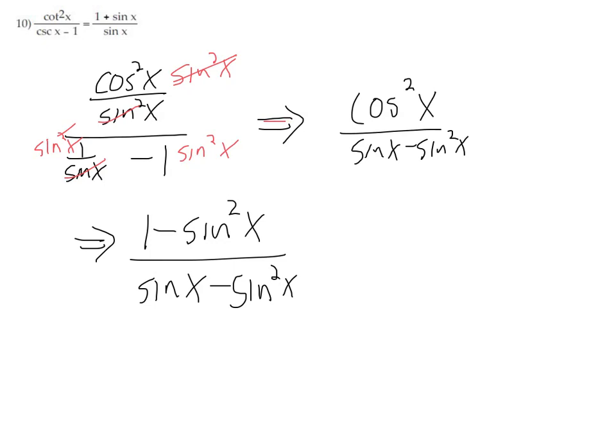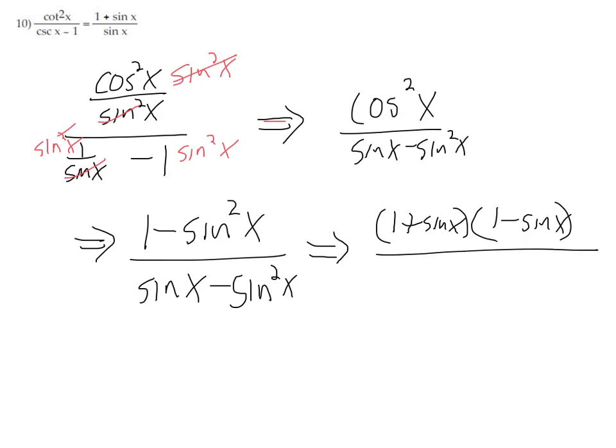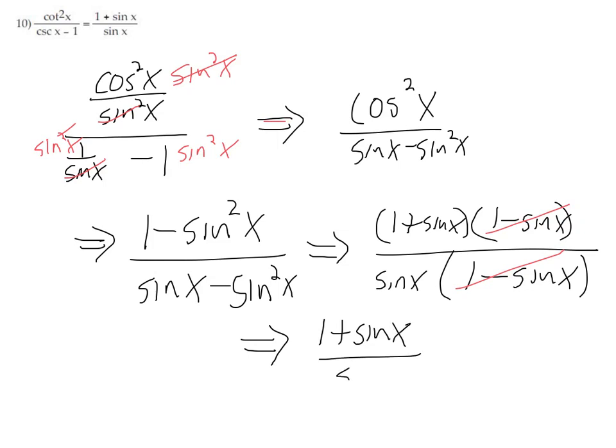So we now have a situation where it looks like things factor. On the top, we can factor, as a difference of squares, 1 plus sine x and 1 minus sine x. On the bottom, we can factor out the greatest common factor of sine x, leaving us 1 minus sine x. Factoring allows us to reduce this form of 1, giving us our final answer, 1 plus sine x over sine x. And that's where we're headed. We are done. This completes the review for 3.2.